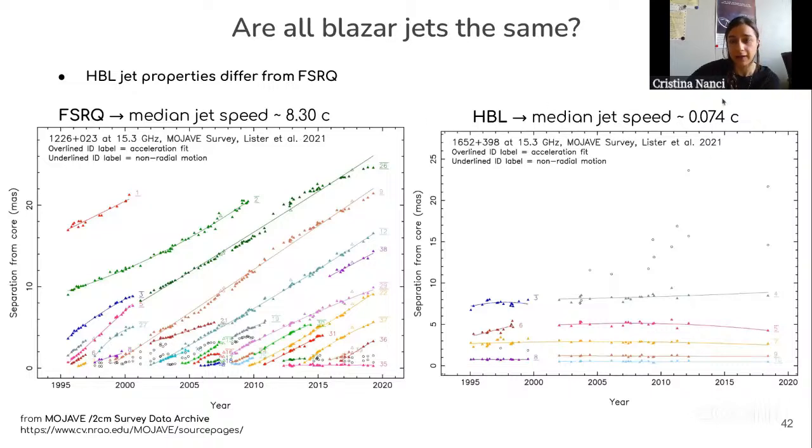for HBL we have subluminal velocities, so flat plots here. And you can check by yourself, even from the MOJAVE data archive, that most of the FSRQs show this situation, while HBLs usually show this situation.